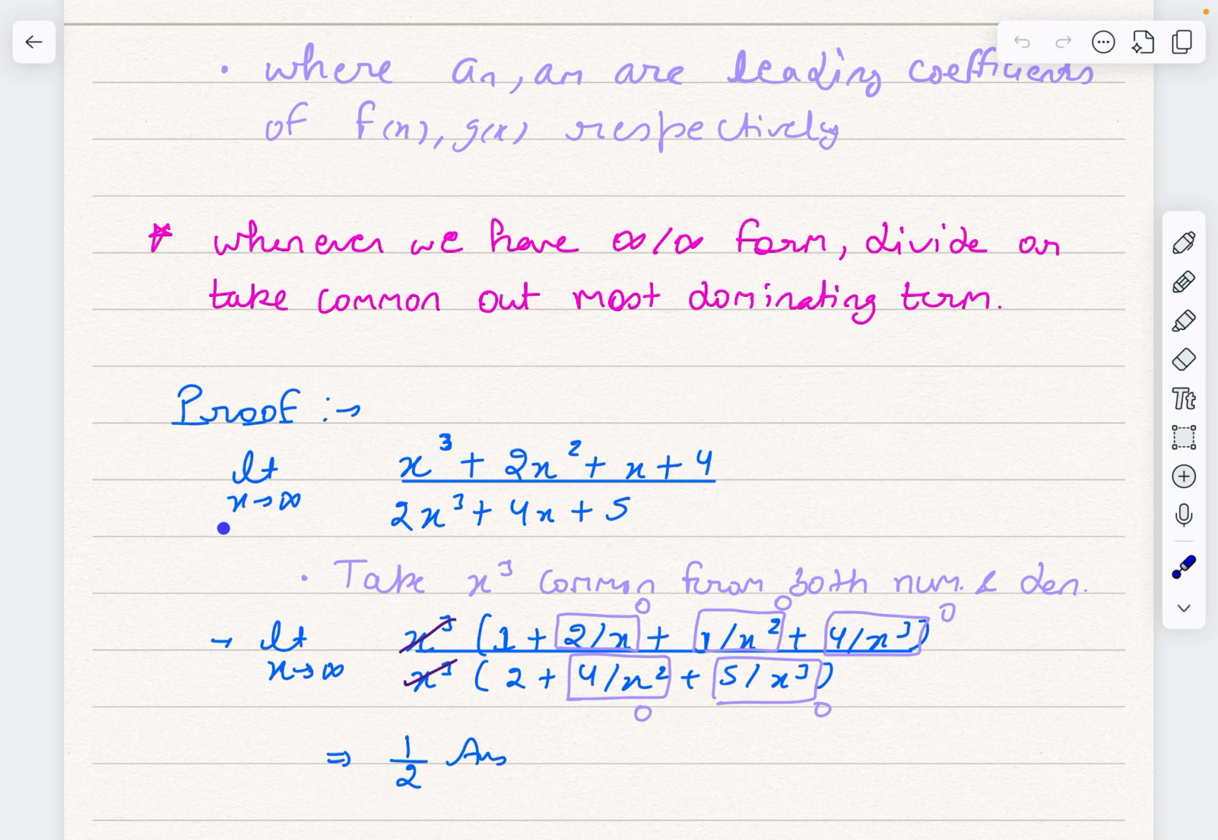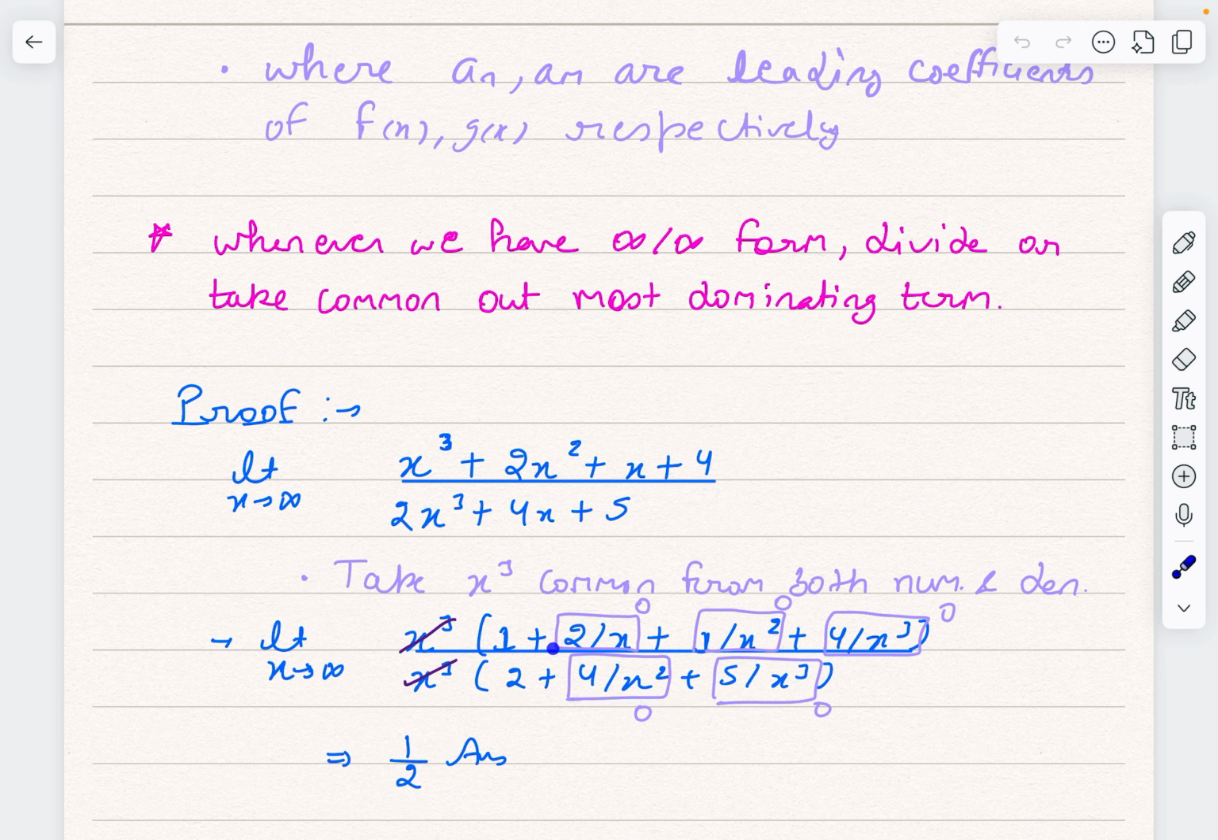We have limit x tends to infinity x cube plus 2x square plus x plus 4, divided by 2x cube plus 4x plus 5. In the numerator, we see most dominating term is x cube, so we take x cube common. In the denominator, most dominating term is x cube, I take x cube common. Now, x cube will get cancelled out. Here we get 1 plus 2 by x plus 1 by x square plus 4 by x cube. Denominator you get 2 plus 4 by x square plus 5 by x cube.